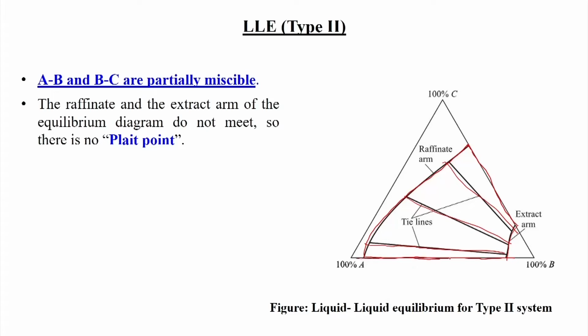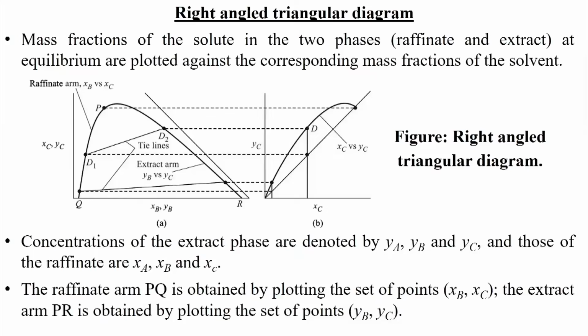one tie line. Okay. So here there is no plait point, but we will also be discussing this: if we make some modification, here also we will be able to get the tie line plait point in that type 2 system. We will be discussing in detail the conversion of type 2 system into type 1 system. So we will be discussing that in detail.